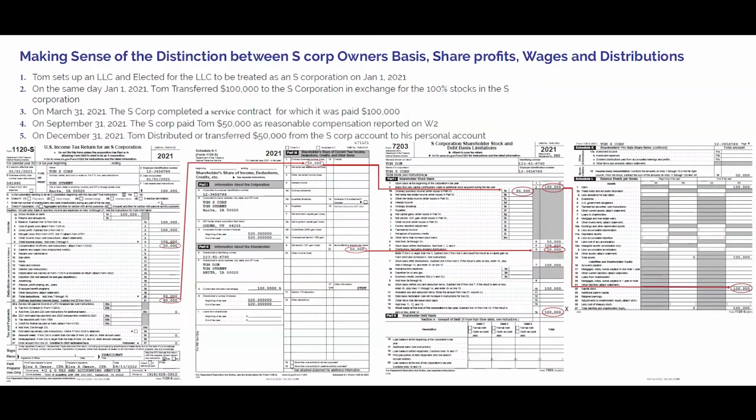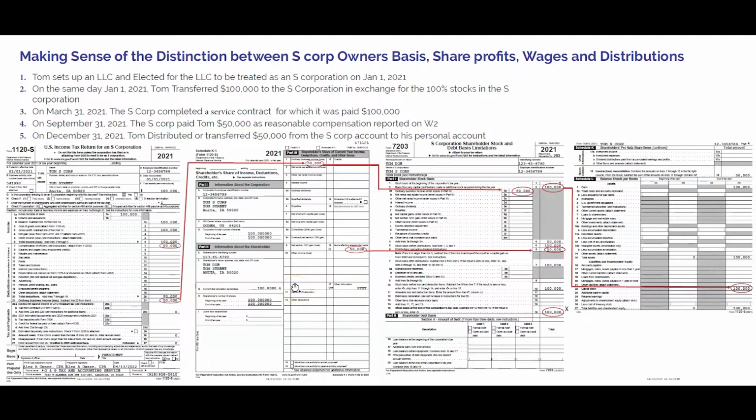Now, if you're watching me, chances are that you own an S Corp and you really don't know how these distinctions work between the basis, share of profit, wages, and distribution. So the goal here is to use some simple examples to help you make sense of all of these elements that you have in an S Corp.